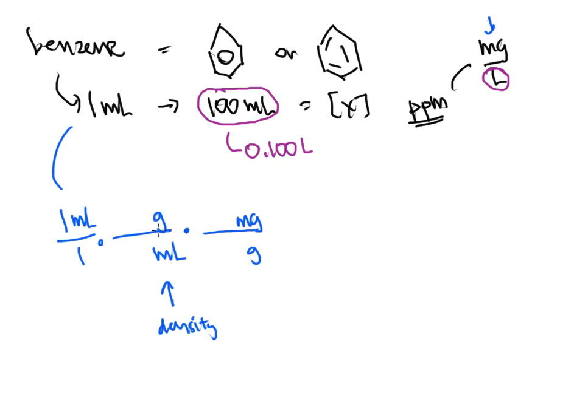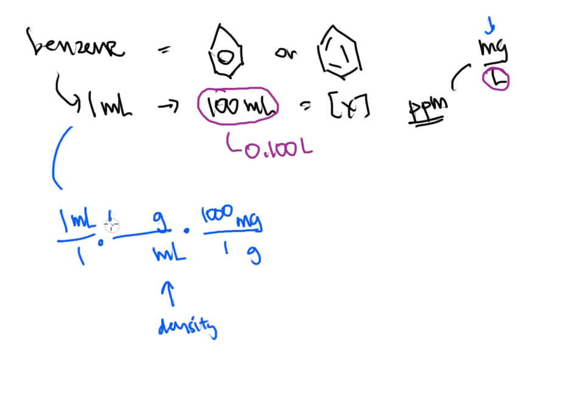So there's a couple of numbers that I've got to pick out. Number 1, how many milligrams are in a gram? Well, there's 1,000 milligrams in 1 gram. Milli means 1,000. Okay, how many grams are in a milliliter of benzene? Well, that requires a little bit of density knowledge, and I need to go to a textbook or Wikipedia and find the density of benzene.